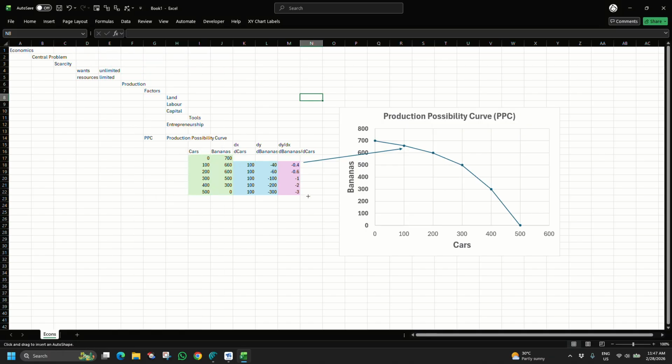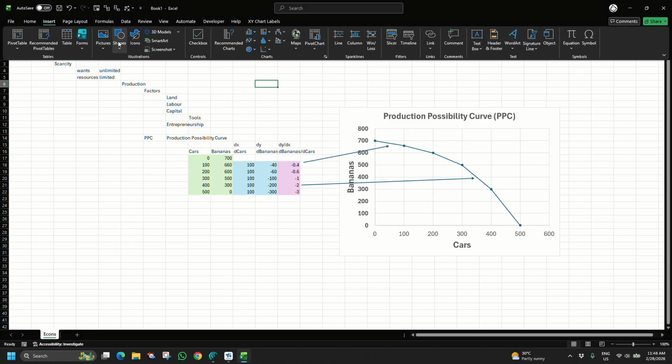The -2 gradient here is the point at 400, right? So how do we get this gradient? We did the difference between the rise and the run, which is the slope, right?